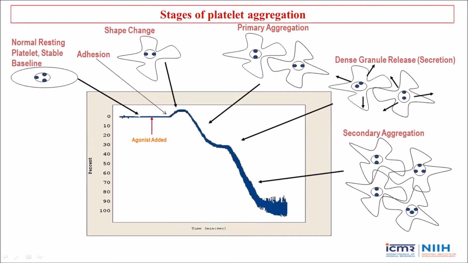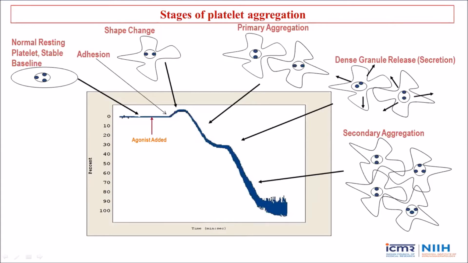Here, as you can see, the starting point is set at 0% transmittance, and the maximum is 100%. This is the point where you add the sample, and it follows the 0 line. You have to see that there is no spontaneous aggregation happening. So you let the graph go at 0 for a while before you add the agonist. After you make sure there is no spontaneous aggregation, at this point you add the agonist.